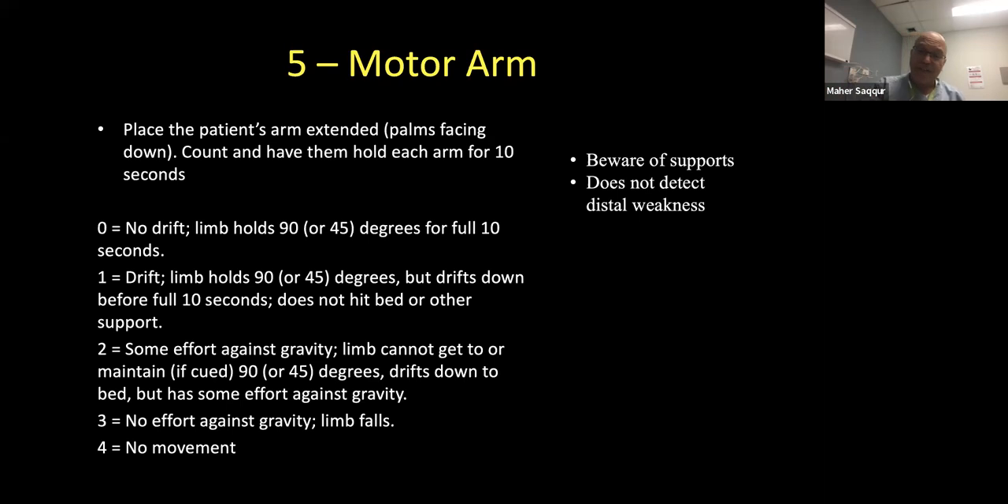If patients can hold their arm against gravity, but within 10 seconds it drops, I give them 2. If the patient has no effort against gravity and the limb falls immediately but there is some movement, I give them 3. If there is no movement, I give them 4.